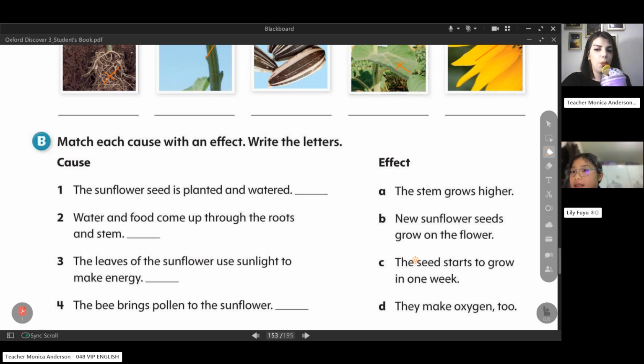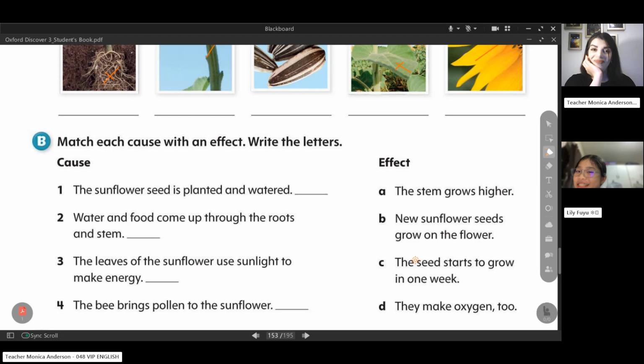The sunflower seed is planted and watered. Then. Okay, what happened? The seed starts to grow in 1 week. Yes. Yes, good job. And number 2, water and food come up through the roots and stem. They make oxygen too. Okay, number 3. The leaf of the sunflower uses sunlight to make energy.